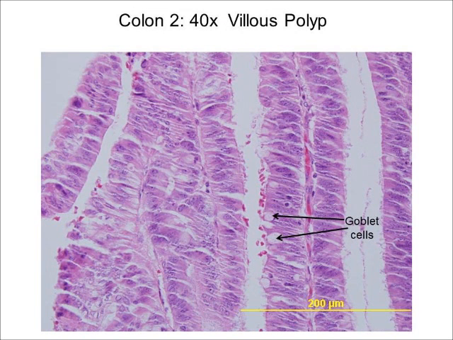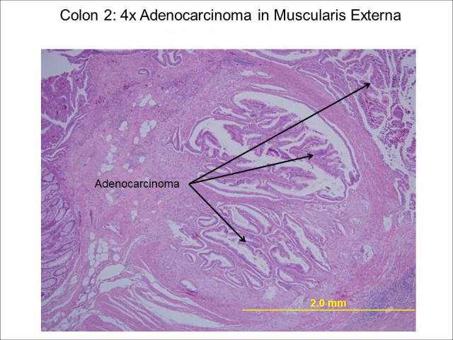This is a high-power view of the cells lining one of the villus polyps. The lining epithelial cells have an adenomatous character in that they are more basophilic and contain fewer goblet cells than the normal epithelium. Switch back to the 4x objective lens and examine the cysts located in the muscularis externa. Note that some of these cysts contain polyp-like structures that are composed of adenocarcinoma.